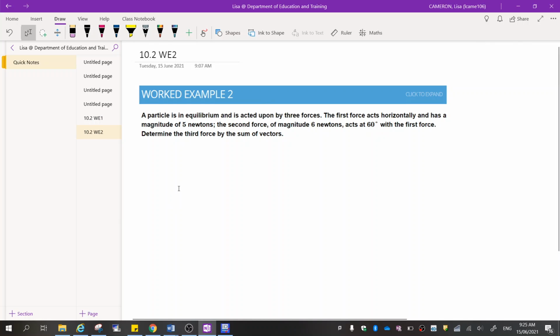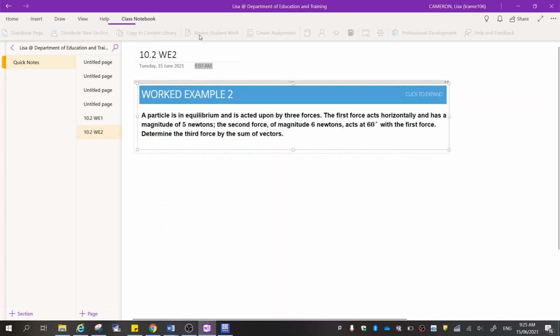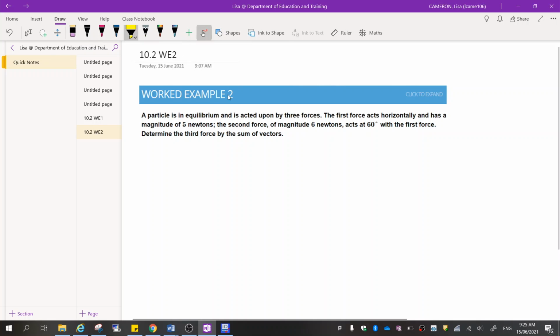Okay, next question. A particle is in equilibrium. Now again, as soon as I see that, I know that means that when I add them all together, they should equal 0. So they're in equilibrium. It's acted upon by 3 forces.